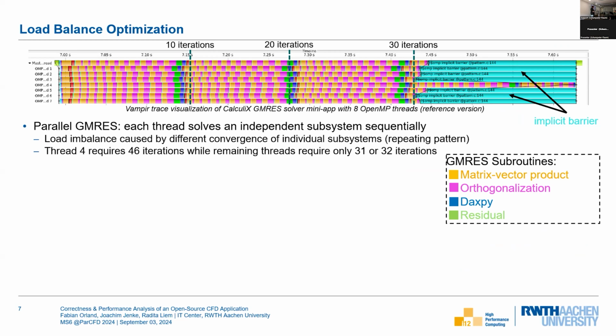And we then used Vampir to visualize the execution of this parallel GMRES. And what we found there, as you can see, is that for most of the threads, the subsystem converges already after a little bit more than 30 iterations.